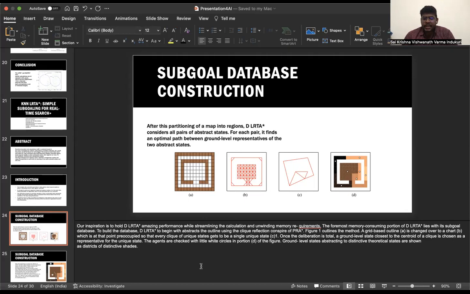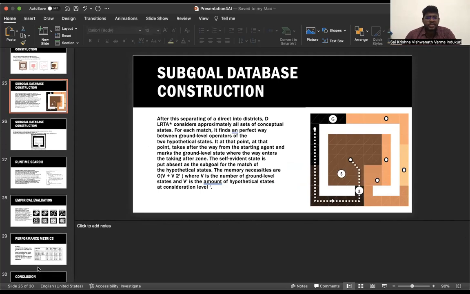A grid-based outline A is changed over to the graph B, which is then abstracted so that every clique of unique states becomes a single unique state C. Once the abstraction is complete, a ground-level state closest to the centroid of the clique is chosen as a representative for an abstract state. The agents are marked with little white circles in portion D, and ground-level states abstracting to distinctive abstract states are shown as regions of distinctive shades.